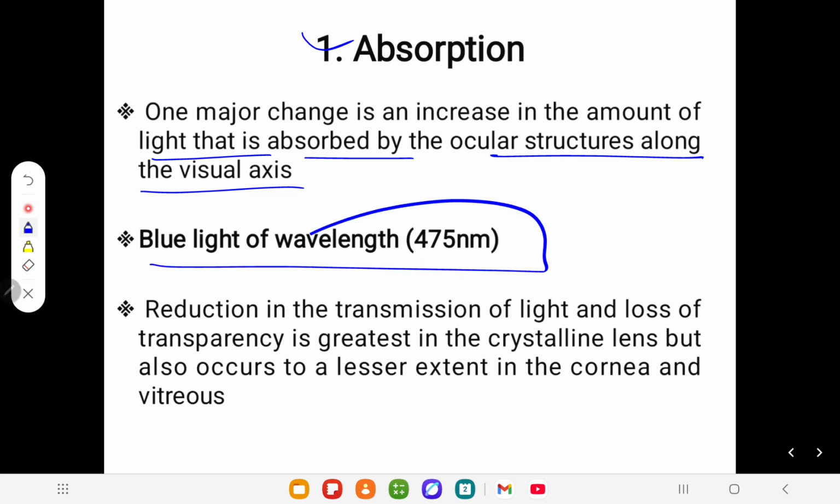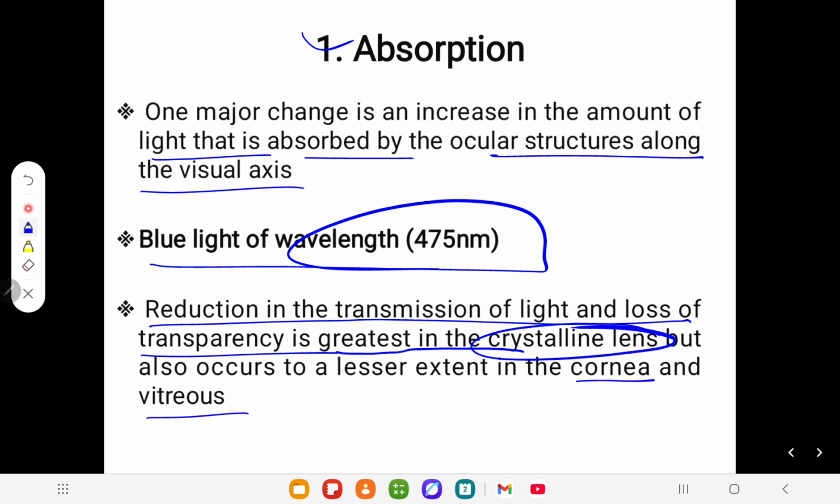For blue light wavelengths, this reduction in the transmission of light and loss of transparency is greatest in the crystalline lens, but also occurs to a lesser extent in the cornea. As I have said, the cornea and vitreous are not greatly changed with age. But the crystalline lens is a major change, which means high absorption due to the yellowing of the crystalline lens with aging.